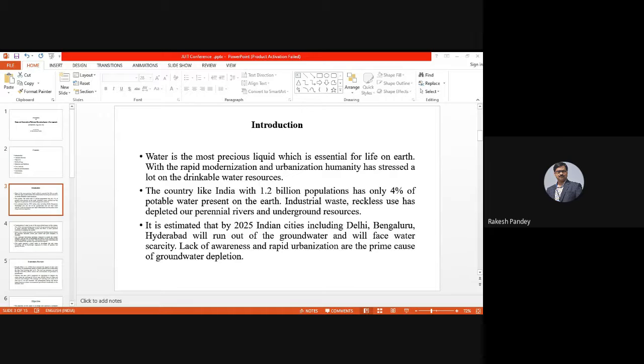So this may be considered as a solution. Rainwater harvesting, we can make full use of it, and it can be utilized on a smaller scale or maybe a larger scale.